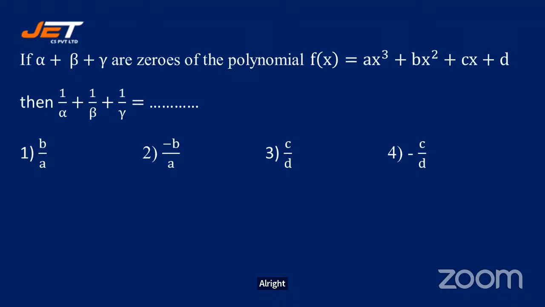If alpha, beta and gamma are zeros of the polynomial f of x is equal to ax cube plus bx squared plus cx plus d, then 1 by alpha plus 1 by beta plus 1 by gamma is dash. Is it option 1, 2, 3 or 4? Let's see if anybody is able to give me the answer. I'm giving you 40 seconds to do this. Don't get confused by seeing one extra term here. Let's see the chat box.